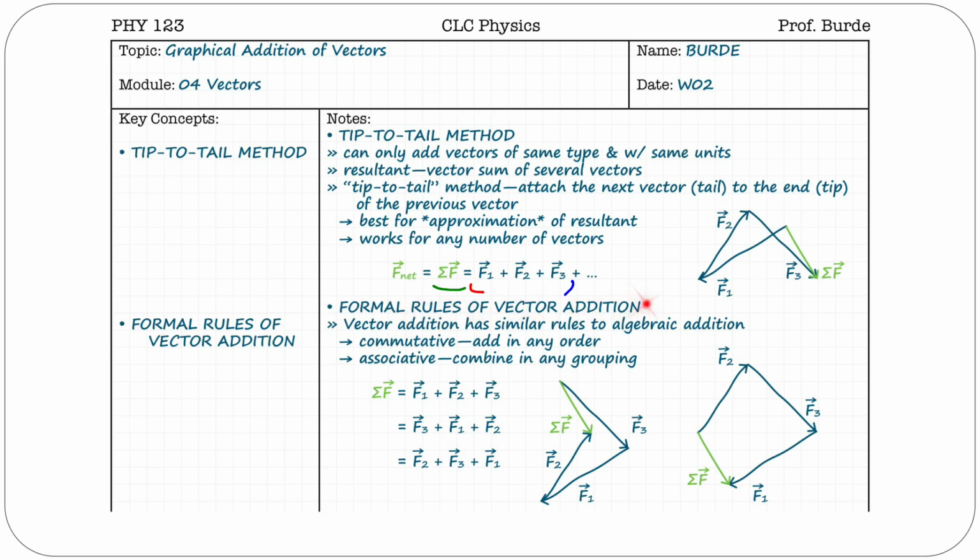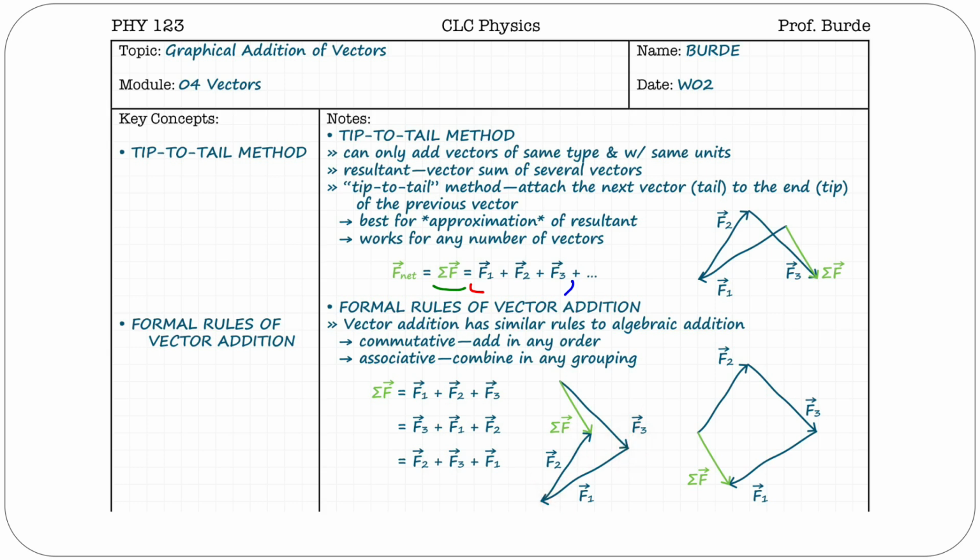There are various formal rules of vector addition. They basically follow the same rules as algebraic addition. So for example, there is a commutative property: 1 plus 2 plus 3, or 3 plus 1 plus 2, doesn't matter. You get the same answer if you add in different orders, and the same thing is true with vectors as well. We have the same 3 vectors, F1, F2, and F3.